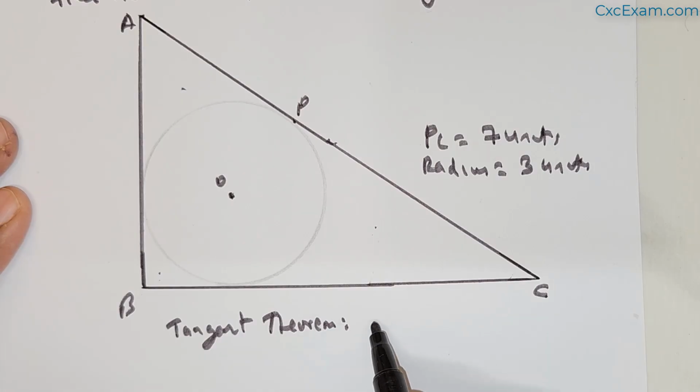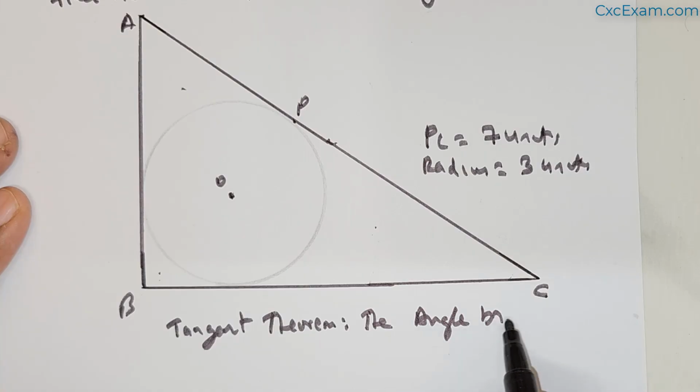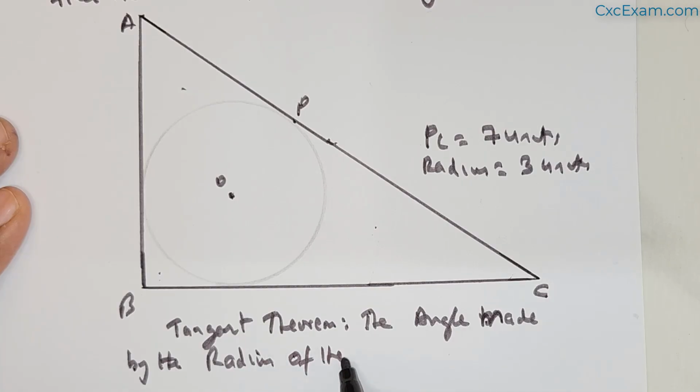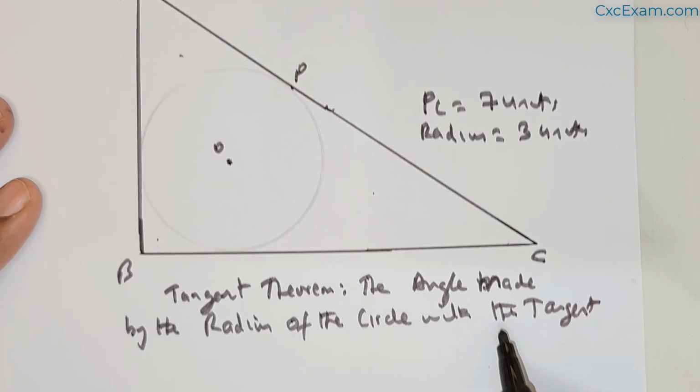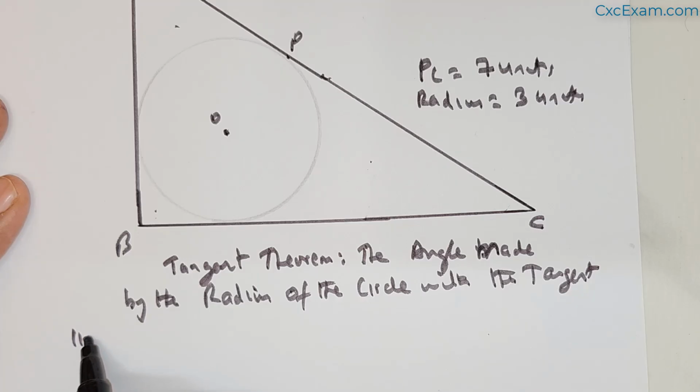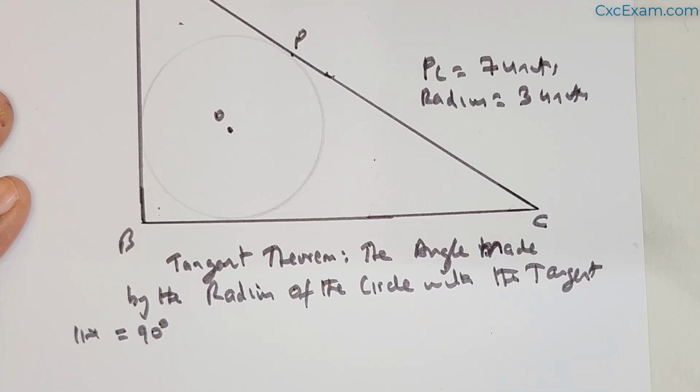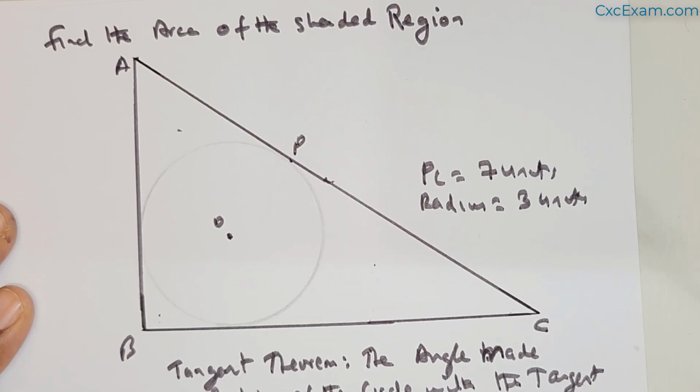Now, by tangent theorem, the angle made by the radius of the circle with the tangent line is equal to 90 degrees.